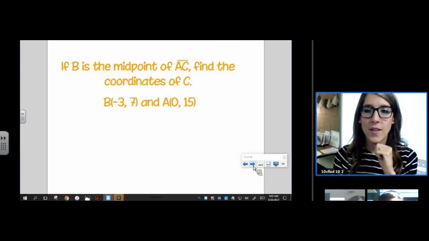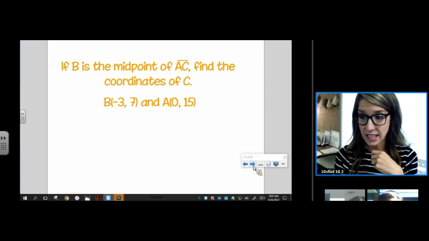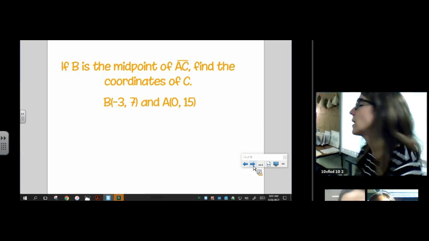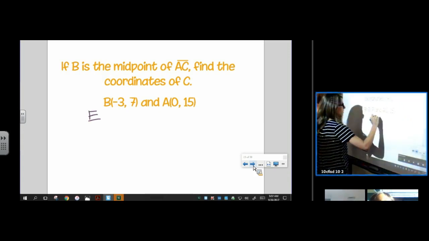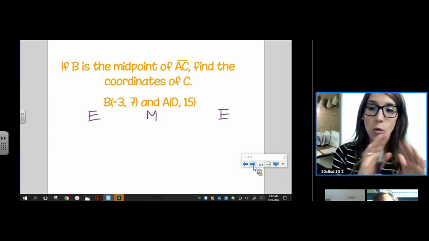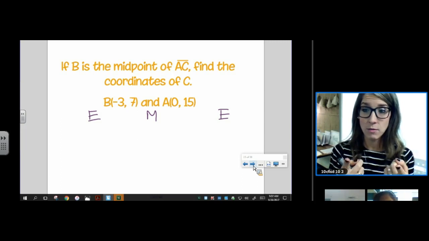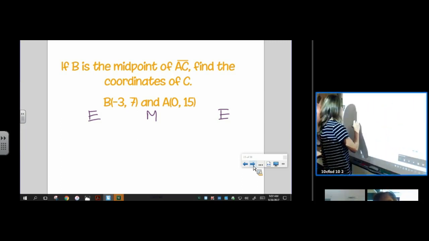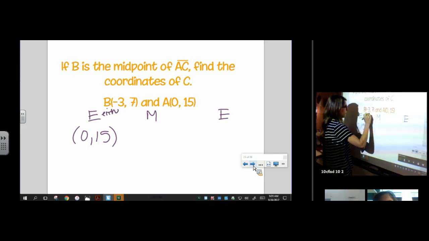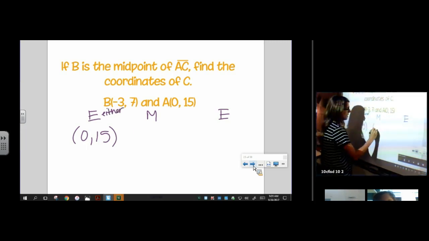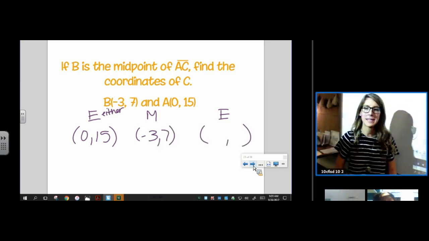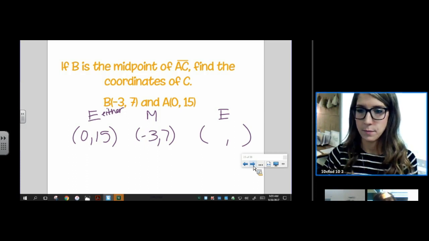If B is the midpoint of AC, find the coordinates of C. So we need to set this up in the right order. We need to put endpoint, midpoint, endpoint. We need to be very careful about that. So don't line them up like I gave them to you. See how I gave them to you in the wrong order? I need to put an endpoint first. It doesn't matter which endpoint goes first. Either one. Then I put my midpoint, since B is the midpoint. Then I can put my missing one. Endpoint, midpoint, endpoint.